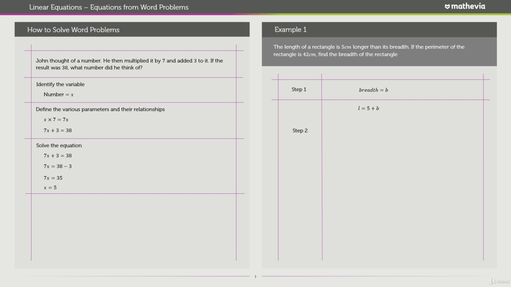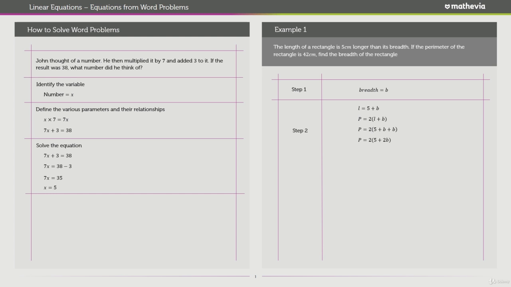The length is 5 centimeters longer than the breadth, so we have our unknown as B, but we're told that the length of the rectangle is 5 plus B. Now we know that the perimeter of a rectangle is 2 times length plus breadth. We're just going to substitute length 5 plus B for length in that formula, because we've been told that the length is 5 centimeters longer than the breadth.